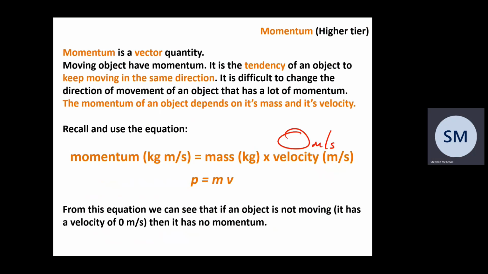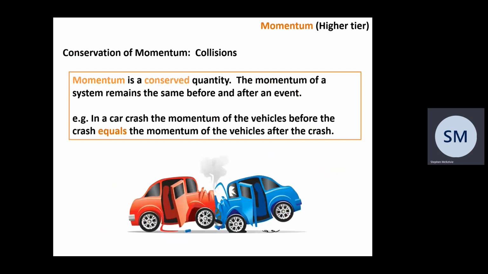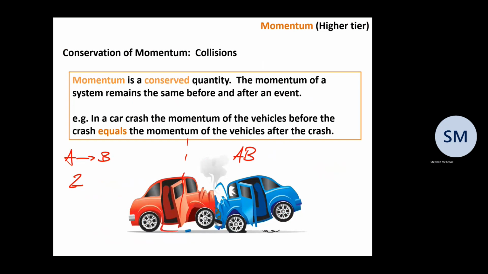The momentum is a conserved quantity. The momentum of a system remains the same before and after an event. All that means is, let's say I've got object A about to crash into object B, and there are 2 bits of momentum here in this scenario. After A crashes into B, in this second scenario, there will still be 2 bits of momentum afterwards. Now, the units for that, kilogram meters per second, just means that the total amount of momentum before a collision is equal to the total amount of momentum after a collision.